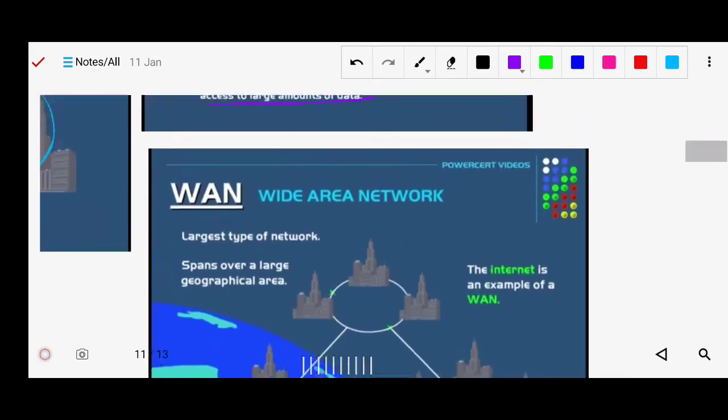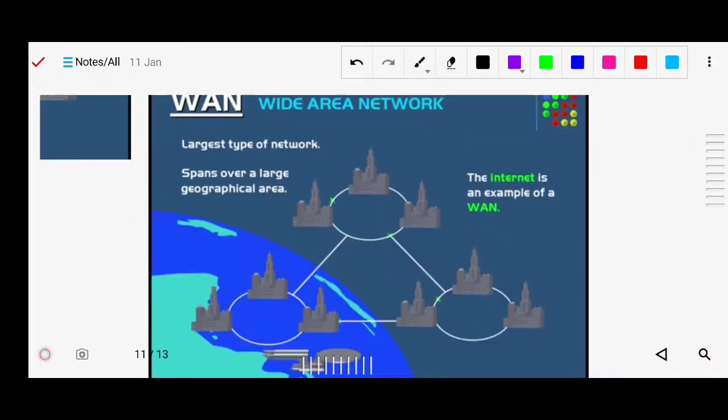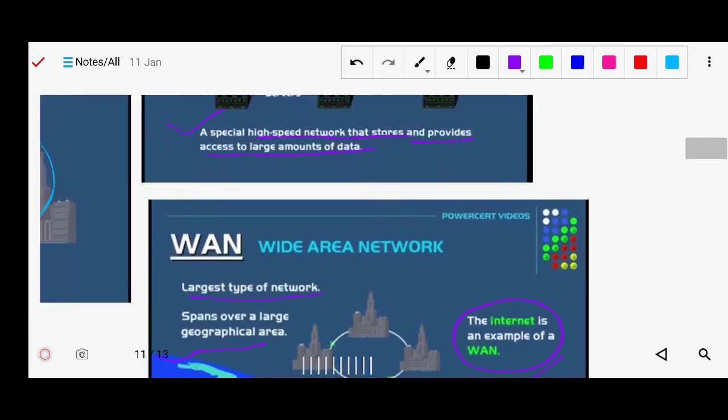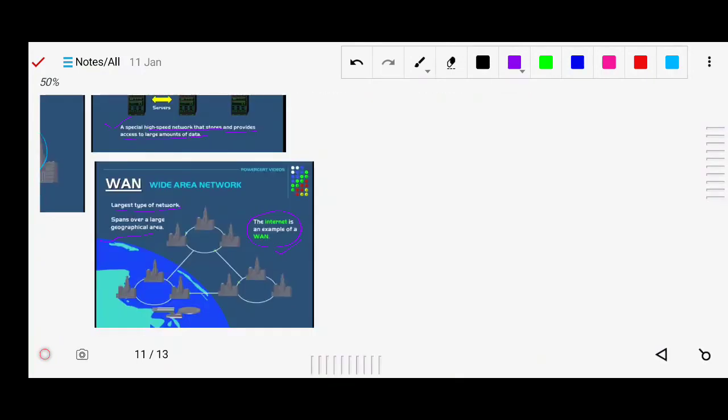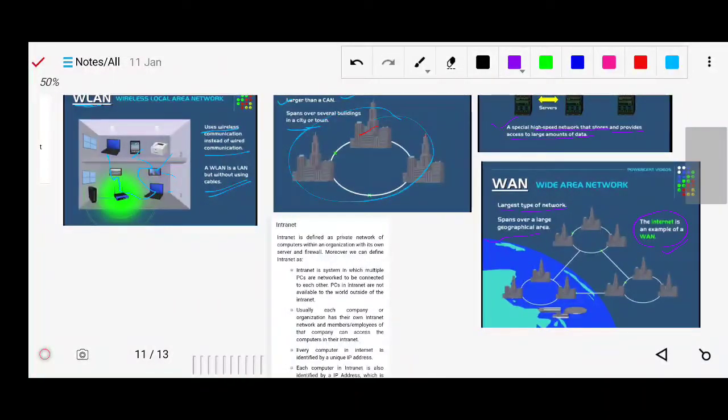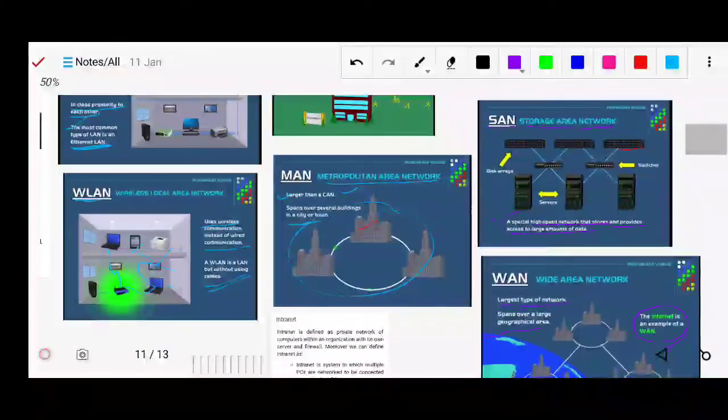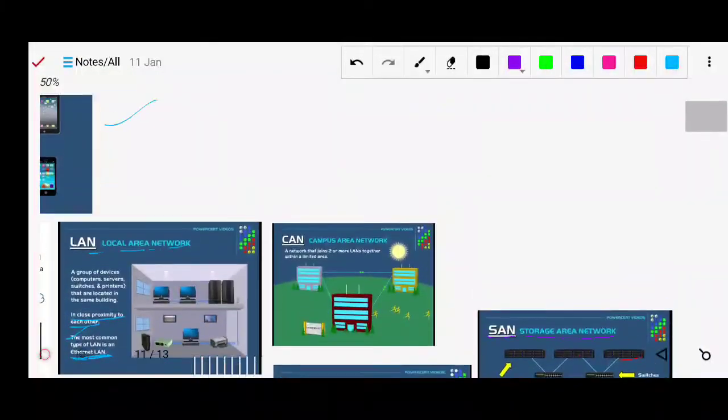Another type of network is the WAN, wide area network. It is a large network that spans a large geographical area. The internet is an example of a WAN. So this is your WAN. This is all about these network connection types. These are the types of networks we have seen here.